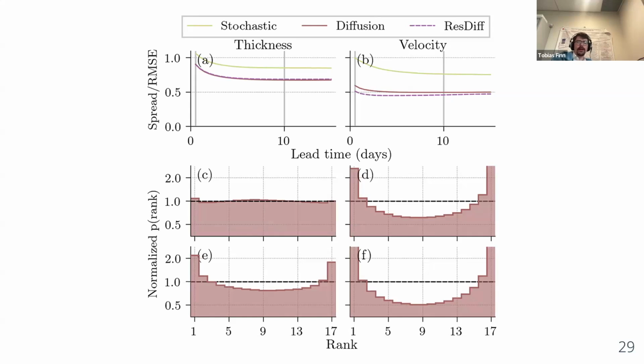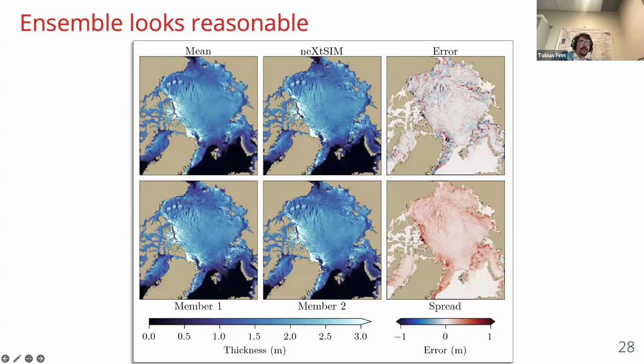In general, I showed here just a snapshot of a prediction. We have the true field, what is predicted by neXtSIM, then the ensemble mean, and the error between these two fields, mean minus neXtSIM, and then two ensemble members. If we look at how the spread with 8 ensemble members looks, we can see that the features are very much the same as for the prediction error. However, as I said, the spread tends to be a bit too small.